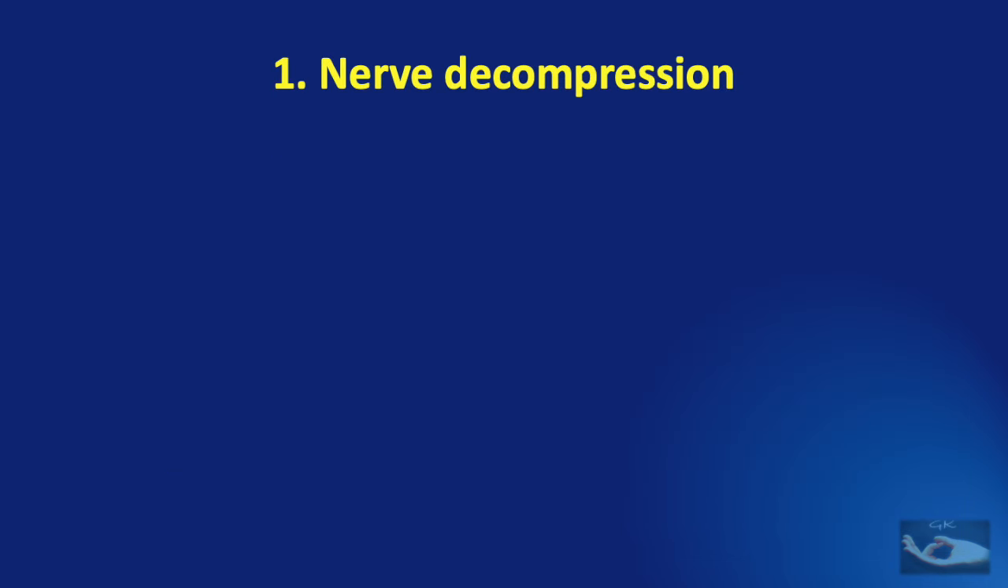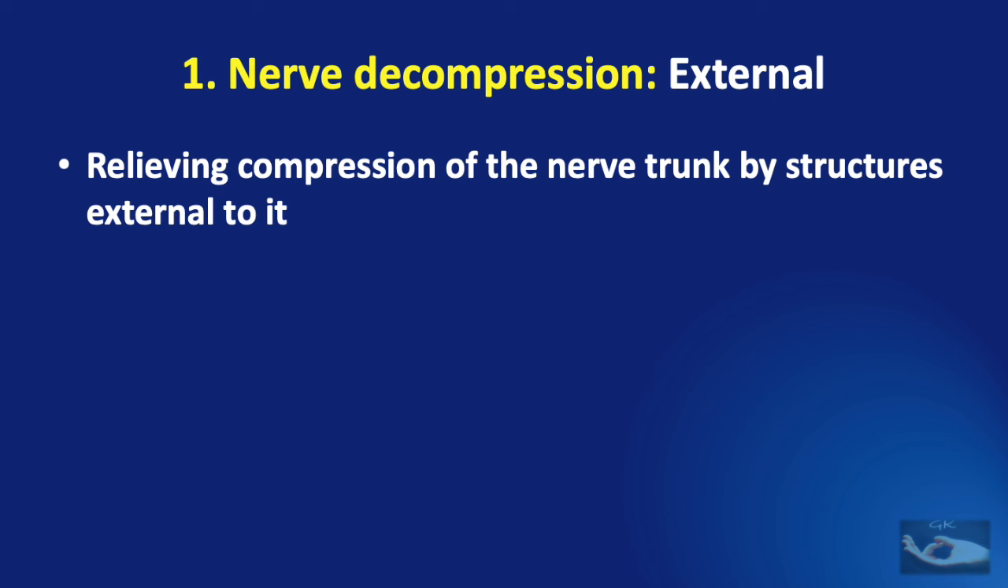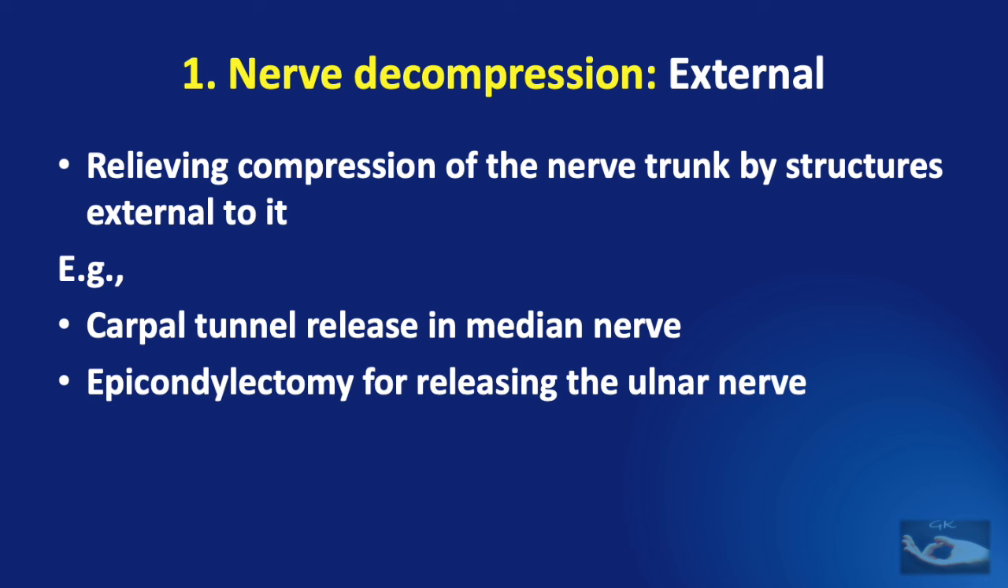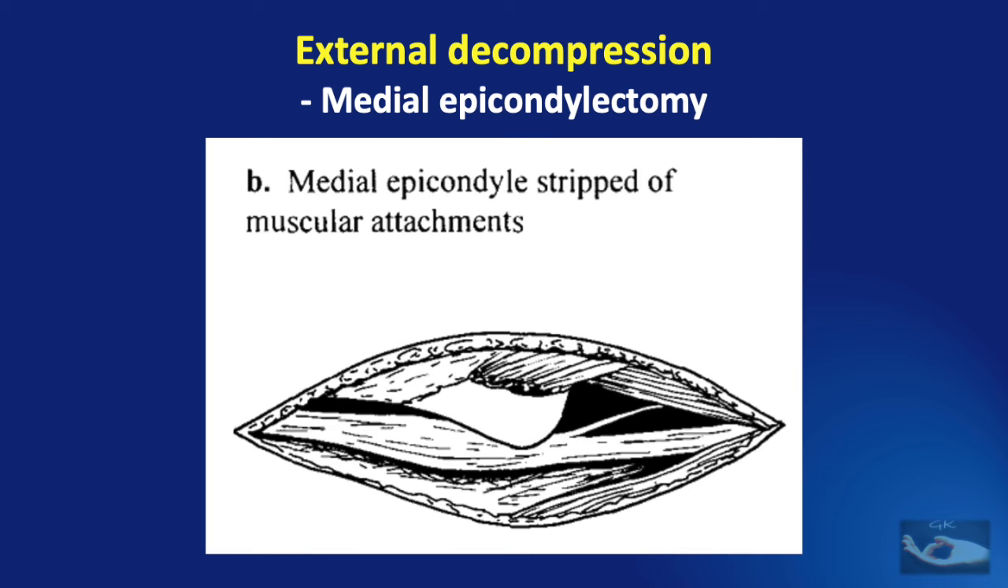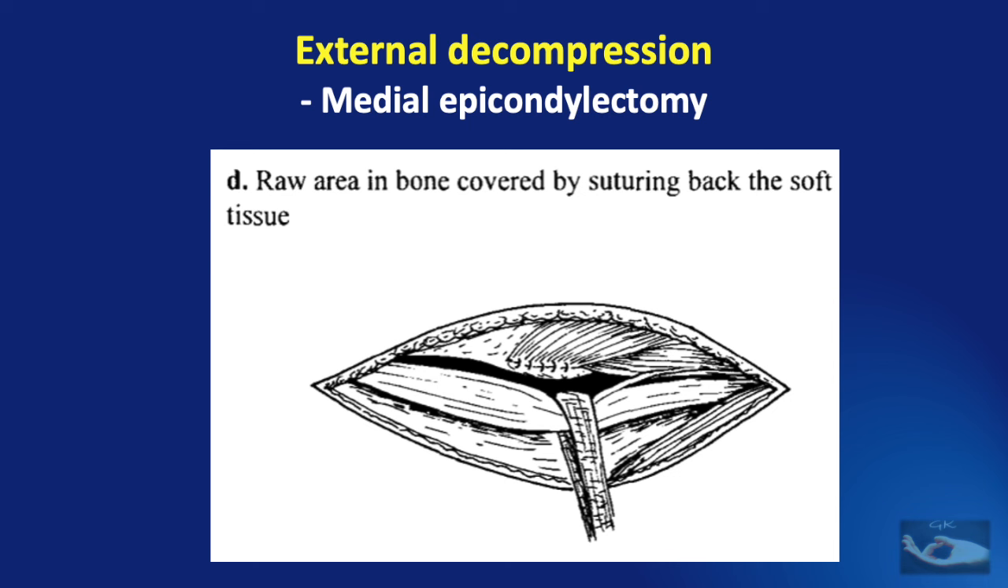Nerve decompression procedures can be external decompression or internal decompression. Relieving compression of the nerve trunk by structures external to it is called external nerve decompression. Example, carpal tunnel release for median nerve compression or epicondylectomy for releasing ulnar nerve compression. For external decompression of the ulnar nerve, medial epicondylectomy is done. First, incision is made over the region of the medial epicondyle. The medial epicondyle is then stripped of muscular attachments. Resection of the medial epicondyle is completed, and then the raw area in the bone is covered by suturing back the soft tissues.